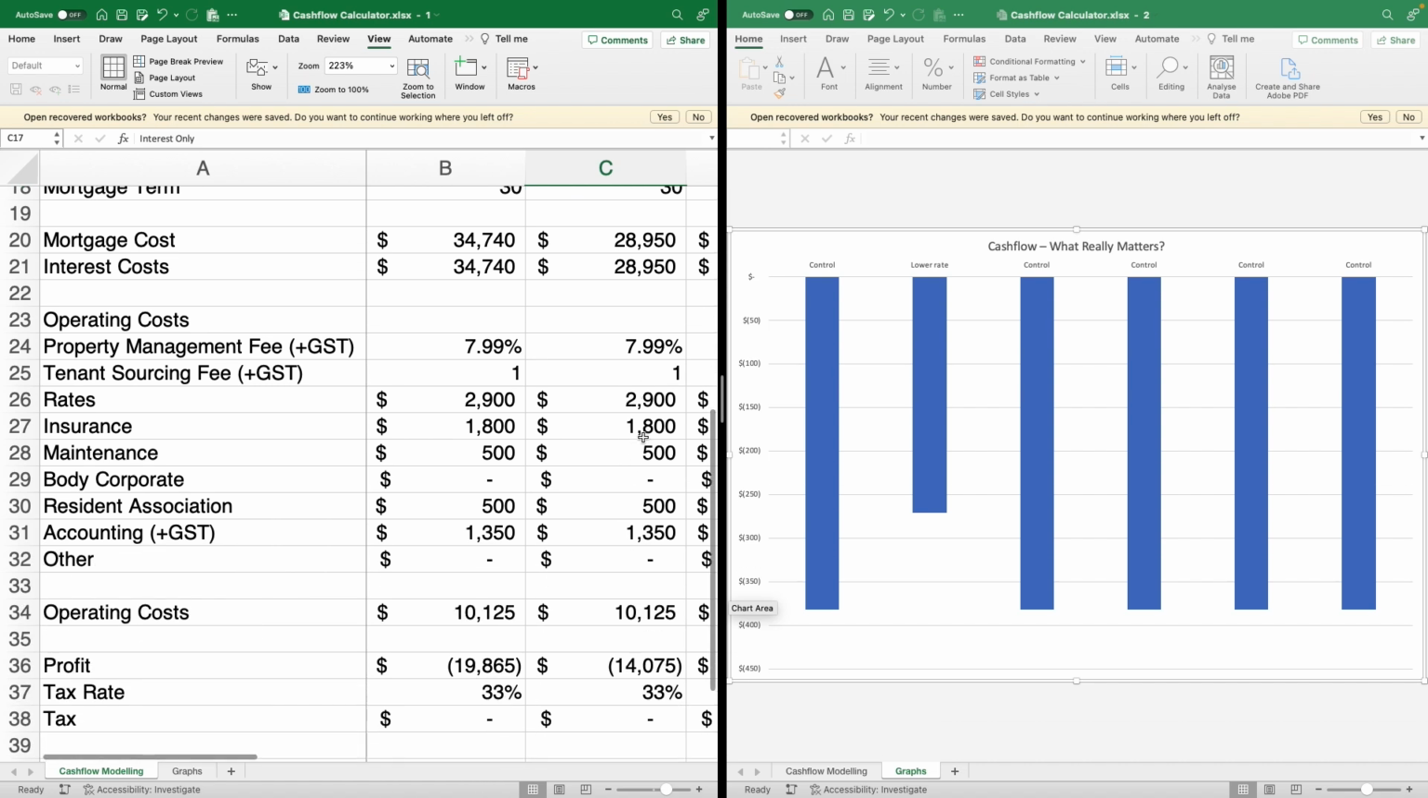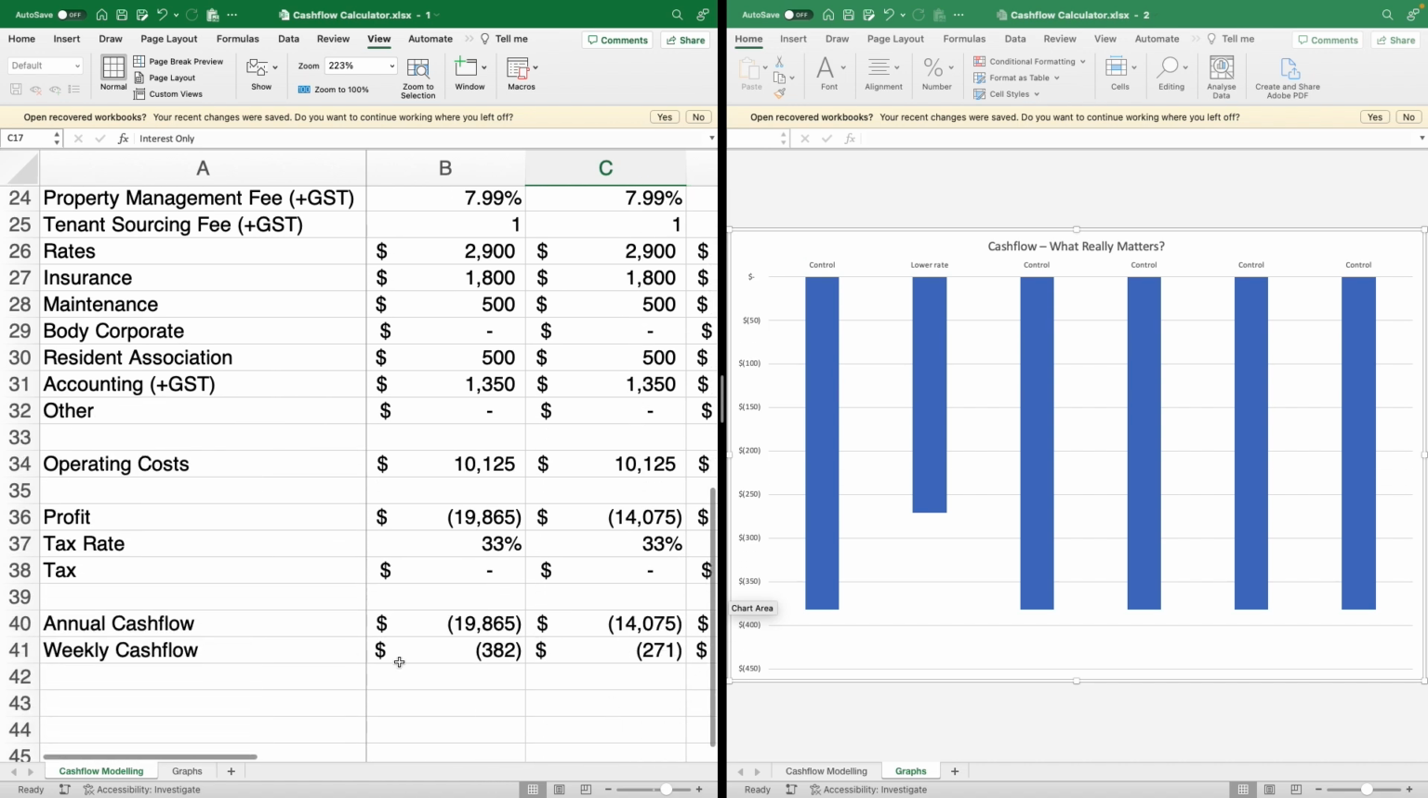Obviously, none of the other costs are changing in this scenario. Your annual cash flow drops from negative $20,000 to negative $14,000, and your weekly cash flow drops from negative $382 to negative $271. Now, the most important part of that is you're about $110 a week better off. So if you change the interest rate by just 1%, we save about $6,000 a year and about $110 a week.